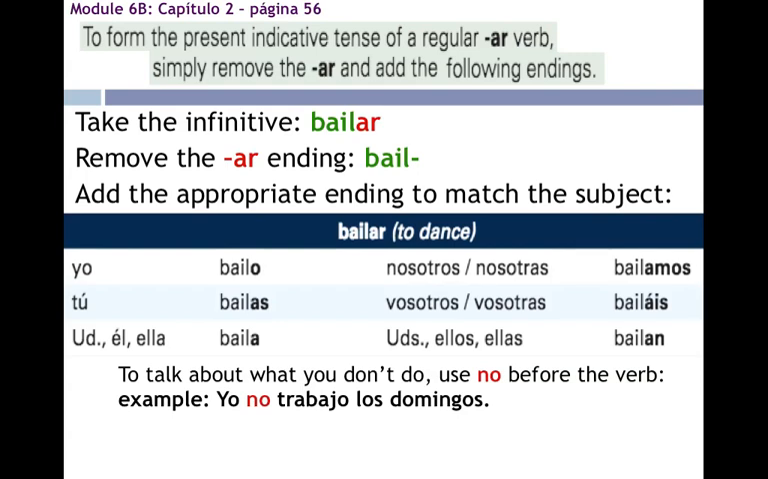To talk about what you don't do, all you do is you put no before the verb. So, example, yo no trabajo los domingos. Yo trabajo, yo no trabajo. The no goes in front of the verb.